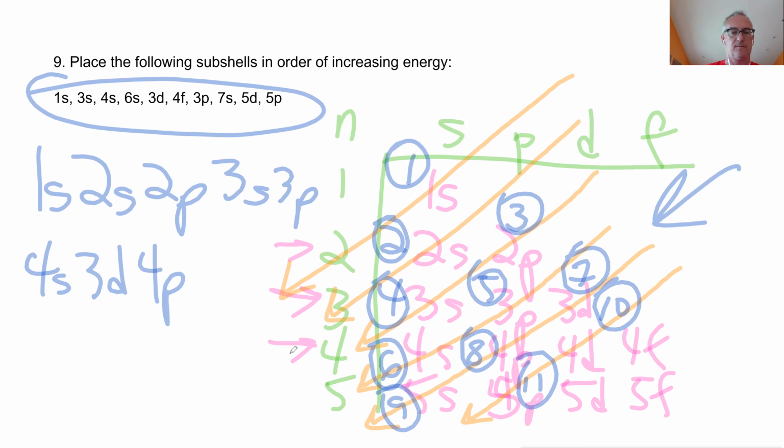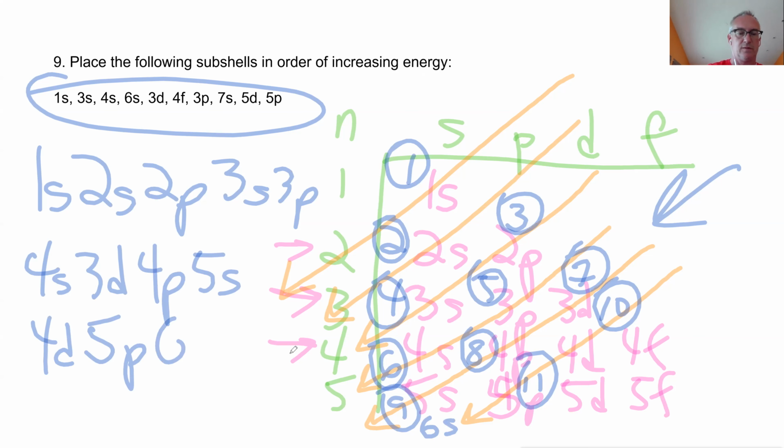And then what's after that? 5s. Keep going. 4d. Yep. 5p. And then down here would have been 6s. And then after 6s would have been 4f, 5d, 6p, and so on. So you make a big diagram that has all of the 1 through 7 levels. So you have them all on there, so you can basically follow them all the way through. So then use that to put these in the right order, okay?